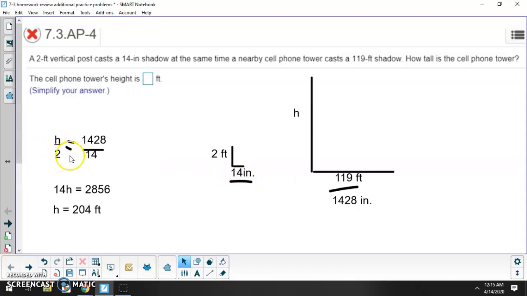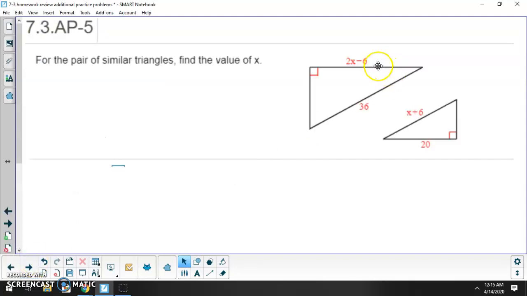All right. Like I said, you can make everything into feet if you want, or everything into inches if you want, but then you have to convert your answer back into feet at the end. Okay, so then you would cross multiply, take 14 times h, and then 1428 times 2, which is 2856, divide by 14, and there is your answer. So that's about it for that one. Let's take a look at the next one here.